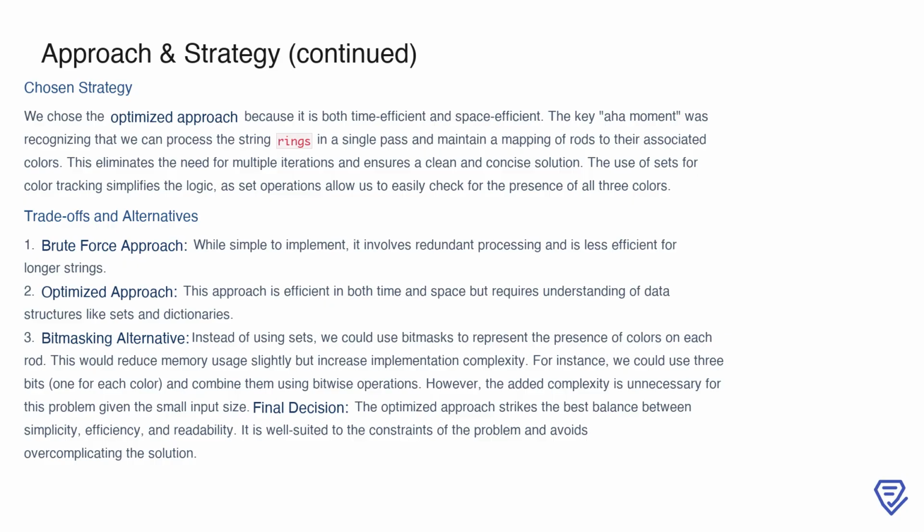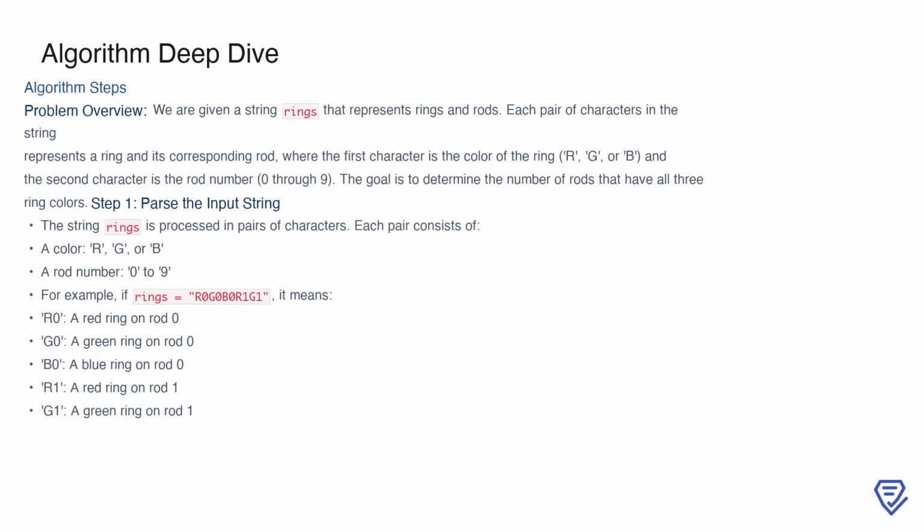the problem's constraints. The string rings is a sequence where each pair of characters represents a ring and its corresponding rod. The first character in the pair indicates the ring's color: red, R, green, G, or blue, B, while the second character specifies the rod number, ranging from 0 to 9. For example, if the string is R0G0B0R1G1, it means that rod 0 has rings of all 3 colors, red, green, and blue, while rod 1 has only red and green rings.